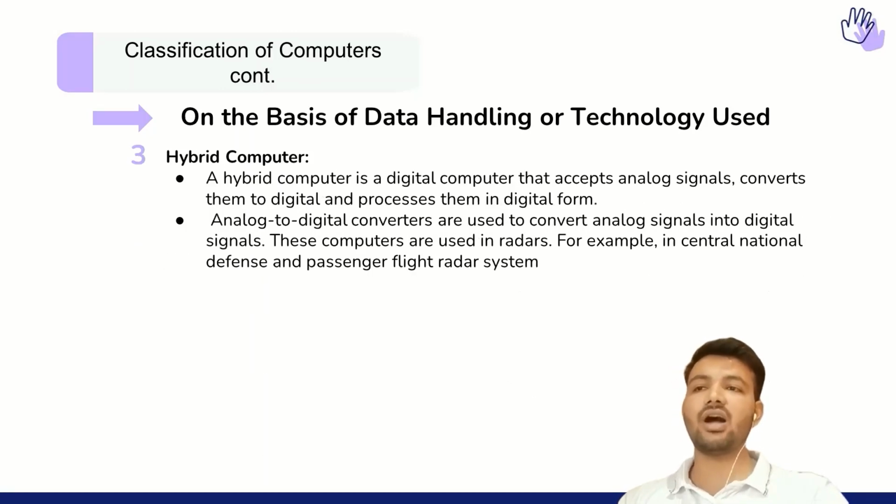And lastly, we have hybrid computers. So a hybrid computer is a digital computer that accepts an analog signal and then converts it to digital and processes it in a digital form. So basically, a hybrid computer would be वो काम तो digital computer की तरह ही कर रहा है, but it is capable of handling analog data. और हाउ इट इज हैंडलिंग द एनालॉग डेटा, वो उसे डिजिटल डेटा में कन्वर्ट करके फिर उस पर प्रोसेस कर रहा है. तो एनालॉग टू डिजिटल कन्वर्टर्स यूज होते हैं टू कन्वर्ट एनालॉग सिग्नल इनटू डिजिटल सिग्नल्स. दीज कंप्यूटर्स यूज रेडार्स फॉर एग्जांपल इन सेंट्रल नेशनल डिफेंस एंड पैसेंजर फ्लाइट रेडार सिस्टम.